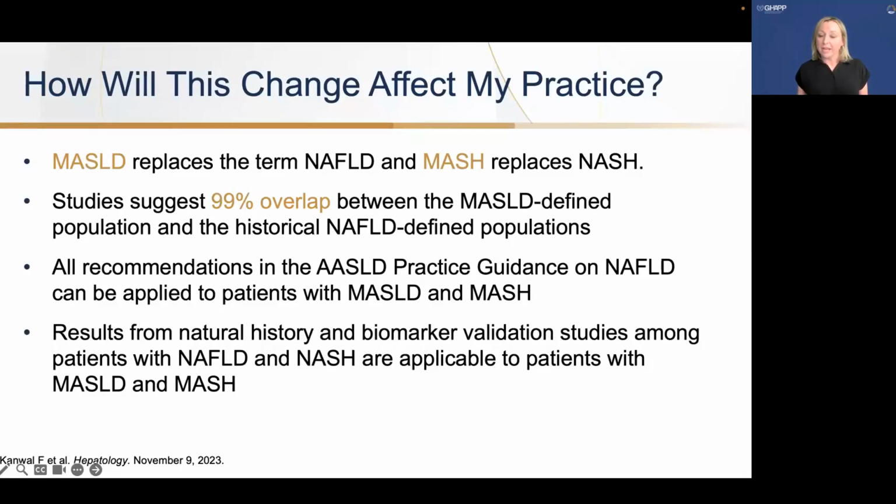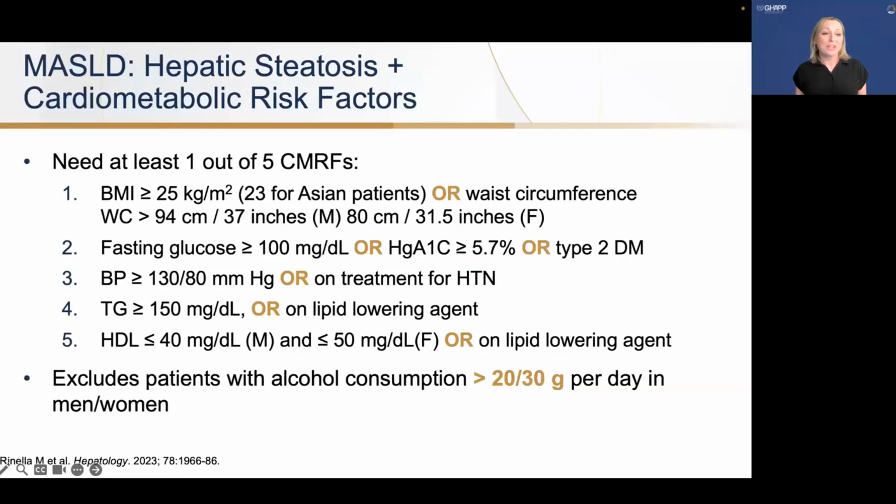Classification really aims to better reflect the pathophysiology that is connected to metabolic disease and steatotic liver disease, and also to reduce the stigma that's been associated with terms like non-alcoholic or terms such as fatty liver. And so just to reiterate, MASLD is the presence of hepatic steatosis plus a cardio-metabolic risk factor in the absence of significant alcohol use.